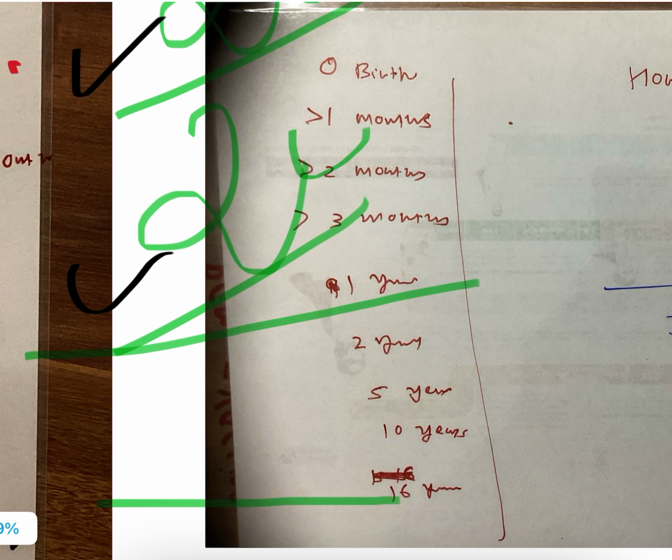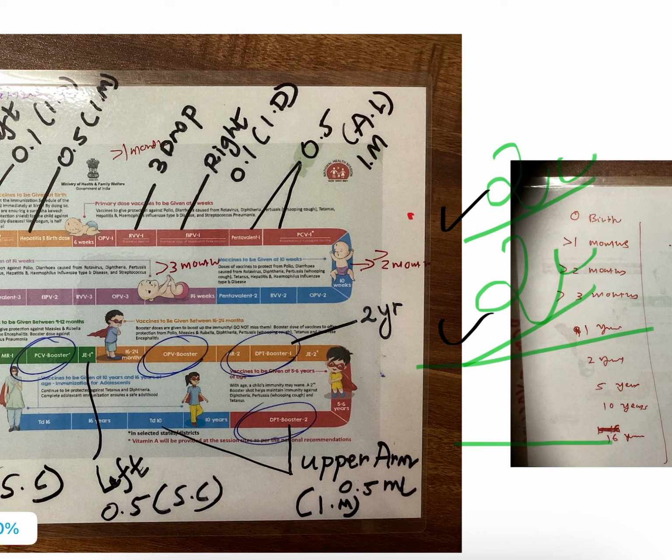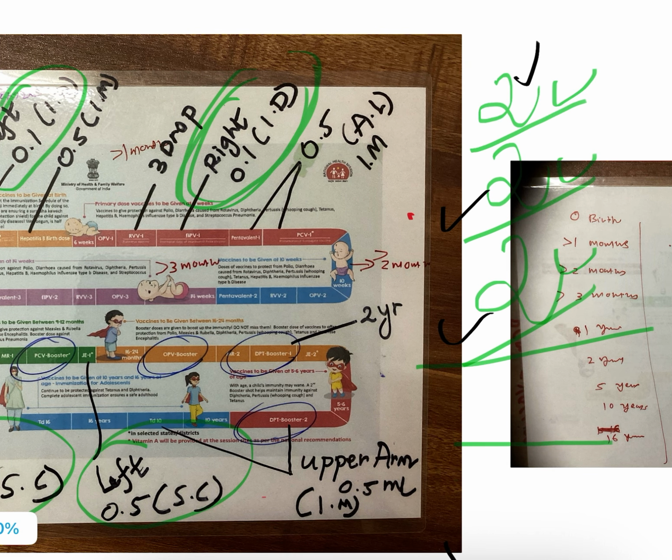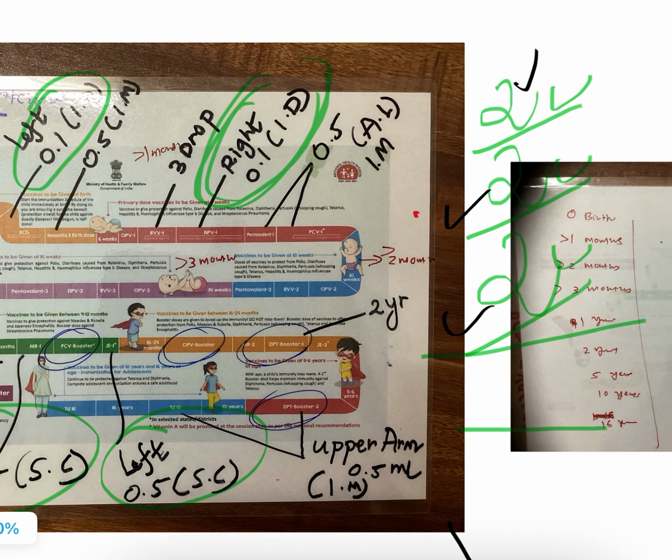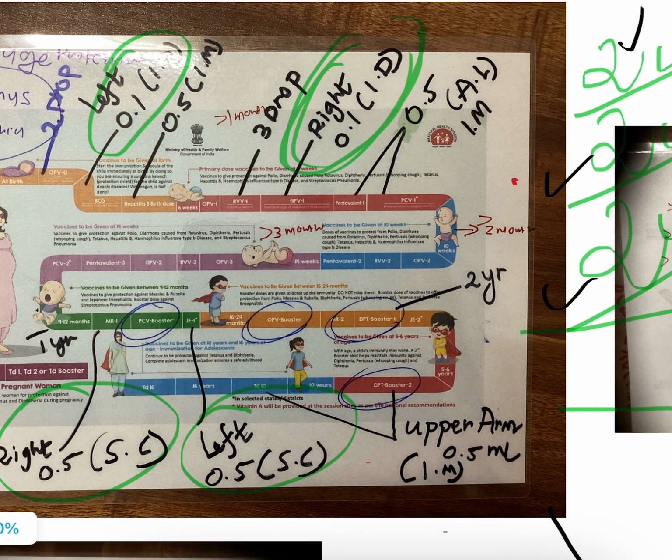At 0 birth, the vaccine is given, 1 month, more than 1 month, more than 2 months, more than 3 months, 1 year, 2 years, 5 years, 10 years, 16 years. Okay. Then how is the vaccine given? 2-2-2 formula. 2 vaccines are given subcutaneously, 2 vaccines are given intradermally, 2 vaccines are given orally. What are they? There's OPV vaccine and rotavirus vaccine.